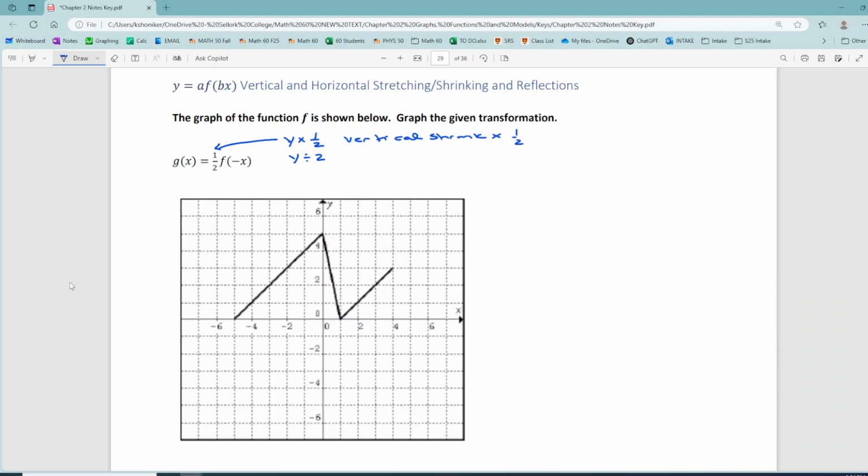Okay, so that's one of the transformations, and the other one's in the bracket with x, so we know that this is going to affect x. Now everything with x is opposite as it appears, except that it's just multiplying by -1. So you multiply by -1, you divide by -1, it's doing the same thing. So we are going to multiply all of our x values by -1, which means that all of our x values are going to get reflected over the y-axis.